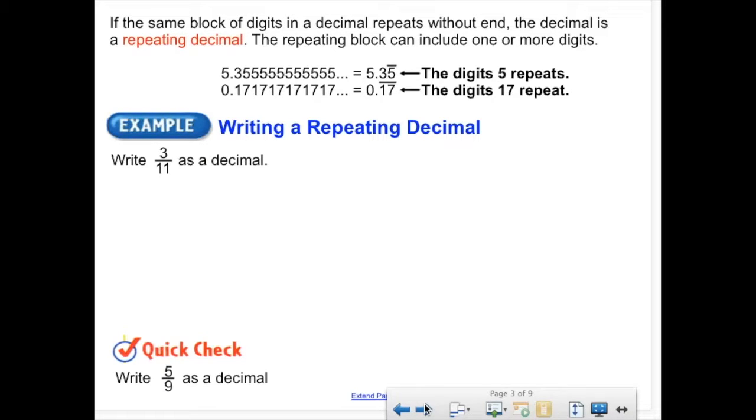So if you look at the first number, 5.3555555, it goes on forever. You'll never finish writing this number. So instead of trying to write the number out forever, in math we have a way to represent that with a little bar above the number that repeats. After this 3, we see a 5, and then it's just 5 the rest of the way, right? Do you see that? So 5 is the digit that repeats.